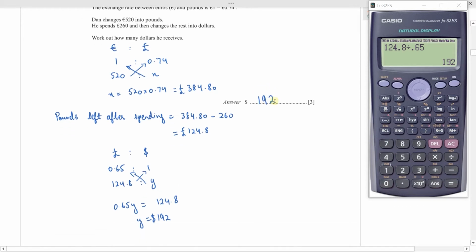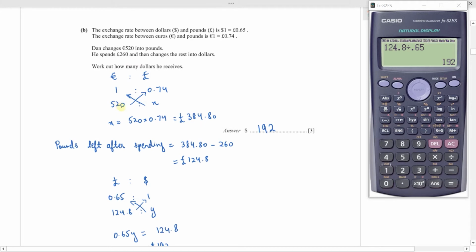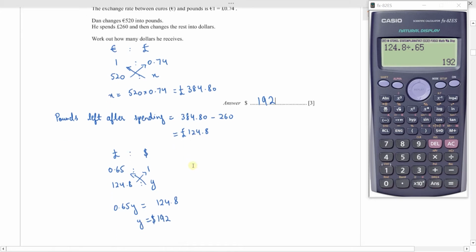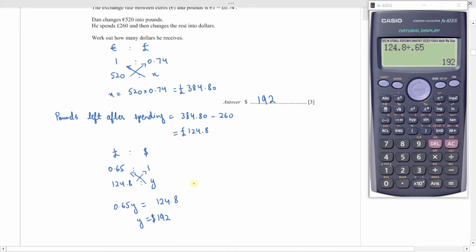So basically, he had 520 euros. He converted them to 384.80 pounds. He spent 260 out of these 384.8 pounds, and he was left with 124.8 pounds, which he then converted to dollars to get $192.